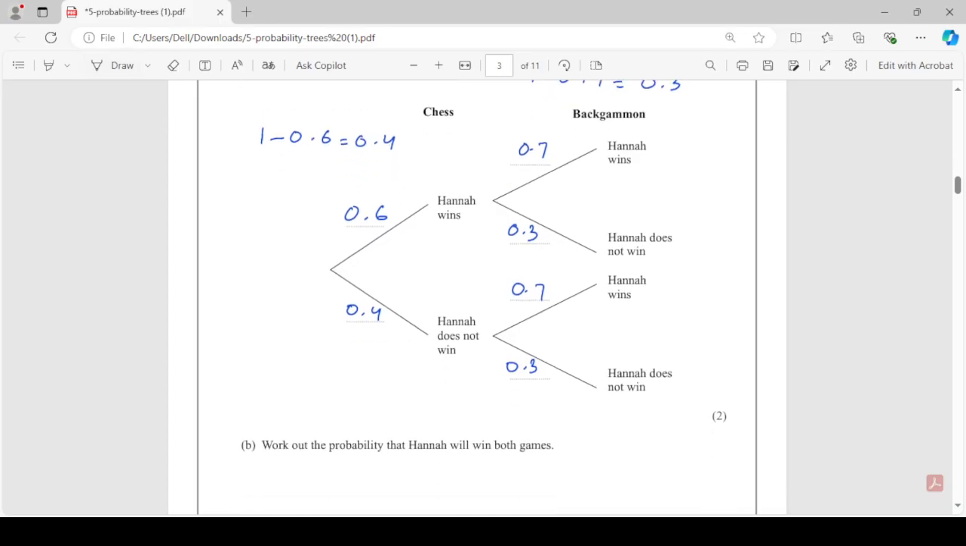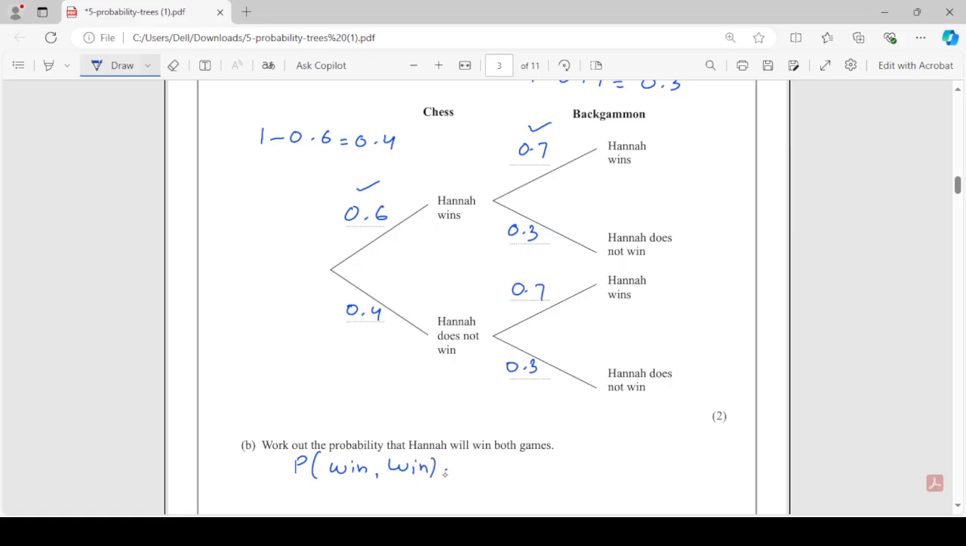Part B. Work out the probability that Hannah will win both games. She will win and win. 0.42.